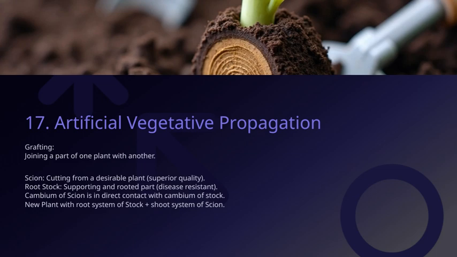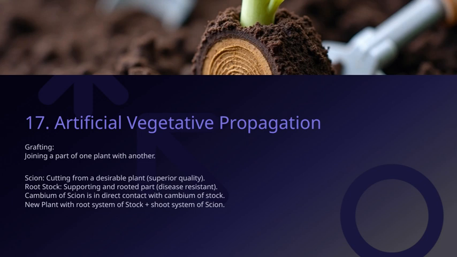An important detail is that the cambium layers of both the scion and the root stock must be in direct contact. This cambium layer is the growing part of the plant just beneath the bark, and for successful grafting, these layers need to align perfectly to enable the tissues to grow together and form a union. Once the grafting process is successful, you end up with a new plant that combines the root system of the root stock with the shoot system of the scion. This means you get the best of both worlds, robust roots and desirable above-ground qualities.